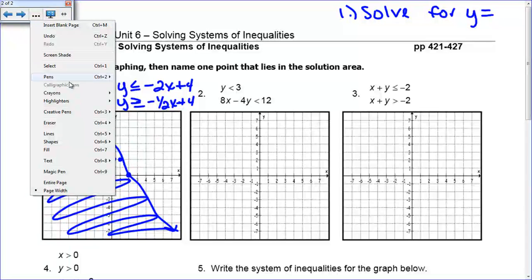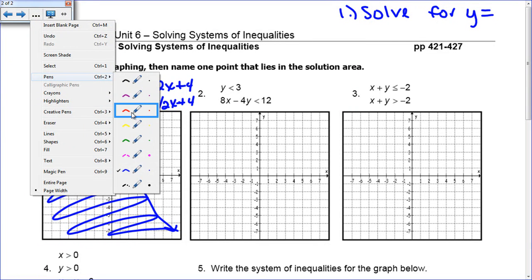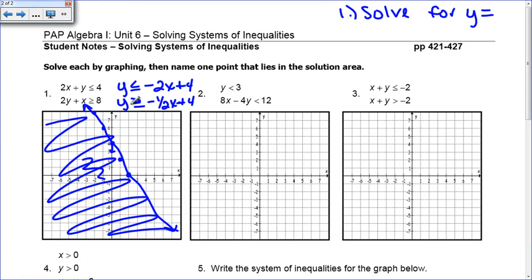So now let's graph the other one. I'm going to switch colors. If you have other colors you can switch with, that would be good because it helps to see what's happening. So this next one, the y-intercept is also 4, so I have a point here. But this time my slope is -1/2. So that means I have to go down 1 and over 2 to get to my next point. Can even go backwards. And then I'm going to connect these points with a line. It's also a solid line because this was also or equal to.